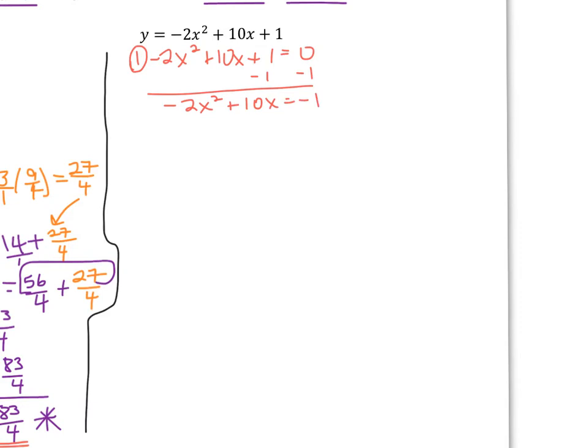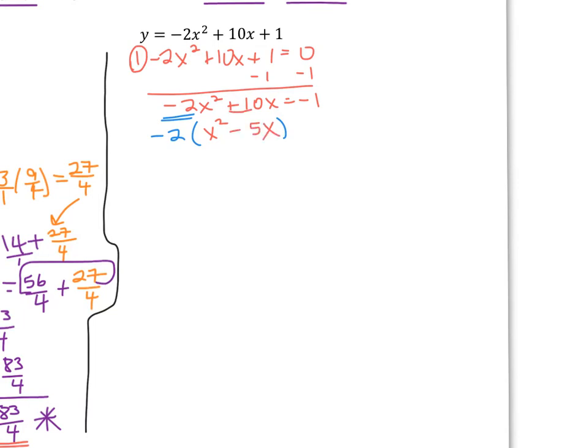And now look what we have to factor. Not only does a not equal 1, but a equals negative 2. That's what we have to factor out of both parts on the inside for our quadratic function. If we take negative 2 out of negative 2x squared, we get just x squared. And that's what we want on the inside. However, if we take negative 2 out of positive 10, we get negative 5x.